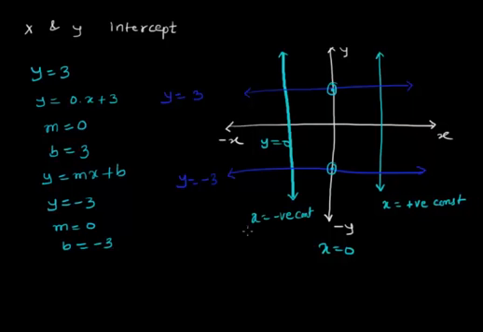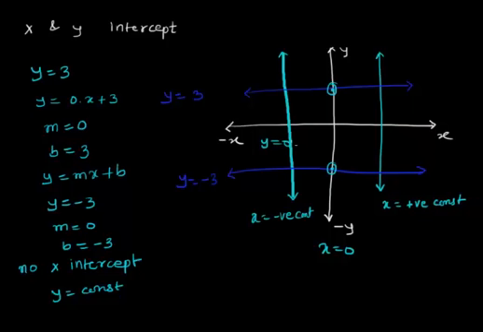There is no horizontal intercept or x-intercept corresponding to the lines y equals 3 and y equals -3, because these lines are parallel to the x-axis. They are not going to cut the x-axis at any point. So there is no x-intercept for the lines y equals a constant. This constant can be positive or negative. For any line which is y equals constant, or parallel to the x-axis, there is no x-intercept.